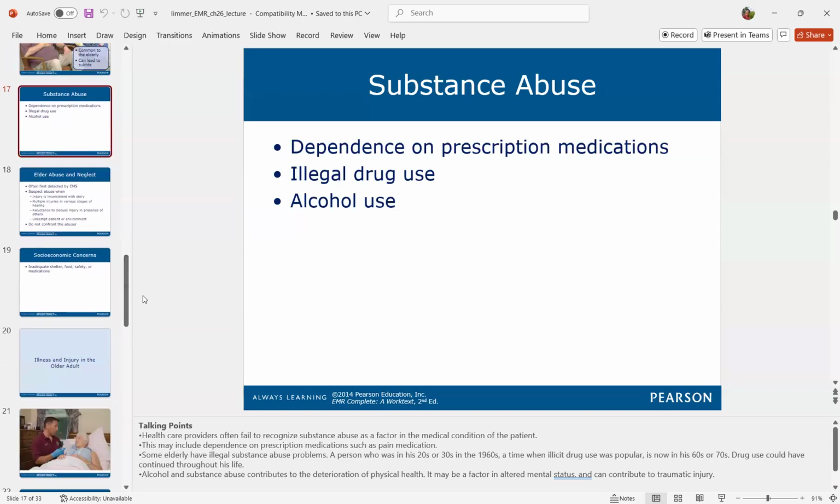Substance abuse: healthcare providers often fail to recognize substance abuse as a factor in the medical condition of the patient. This may include dependence on prescription medications like pain meds. Some elderly have illegal substance abuse problems. People that were in their 20s and 30s in the 1960s, that was an illicit drug use time, pretty popular, right? Now they're in their 70s or 80s, so drug use could have continued throughout their life. Alcohol and substance abuse contribute to the deterioration of their physical health. It may be a factor in altered mental status and a contributing factor to some of the traumatic injuries that they're facing. So that is a thing out there.